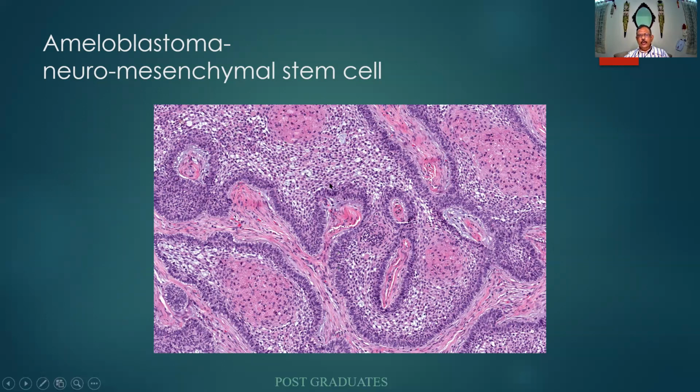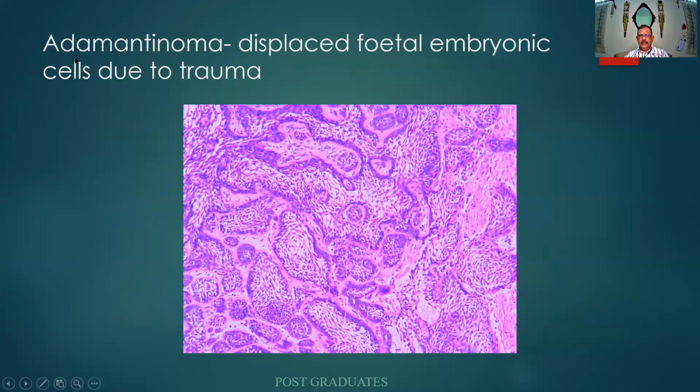But why does a tumor of the jaw and pituitary have a similar appearance? It is because they all arise from the neuromesenchymal stem cell. It is away from the topic, but I thought this would be of some importance to us. And there is a third tumor with a similar appearance, adamantinoma of the tibia. Here again, I am finding similar cells, palisading arranged, a stellate reticulum, and a network of these tumor cells. They say that this is because of the displacement of fetal embryonic cells due to trauma. See how 3 different sites give similar morphology, and this is the reason.